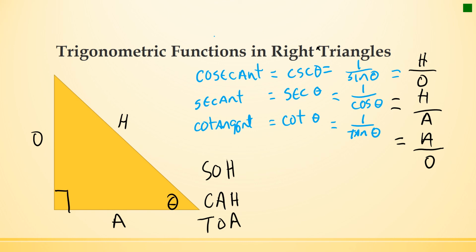So learning SOHCAHTOA can help guide us through putting together all the trigonometric functions, which we're getting ready to work with here in just a moment. If we know 2 of the sides, we can find all of the 6 trigonometric functions. We may have to use the Pythagorean theorem, a squared plus b squared equals c squared, to help complete our task.